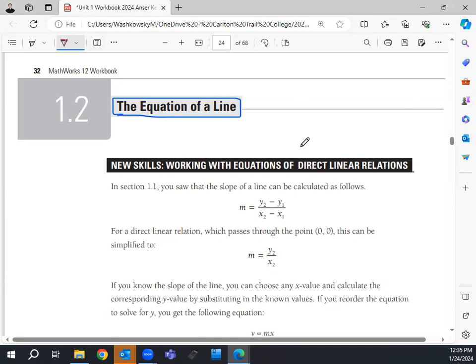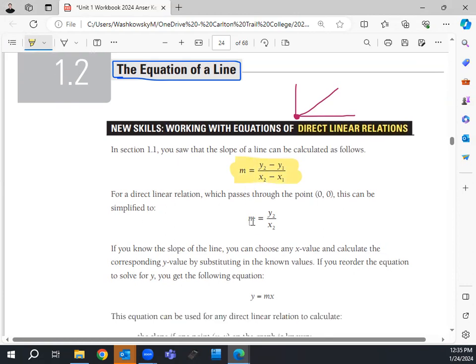Now, if we remember, a direct linear relation is where it goes through that origin. It's a straight line and it goes through that origin. So it's a direct linear relation. That's where we're starting out with here. We already know how to find the slope of a line. This is given to us. We've used this a lot already.